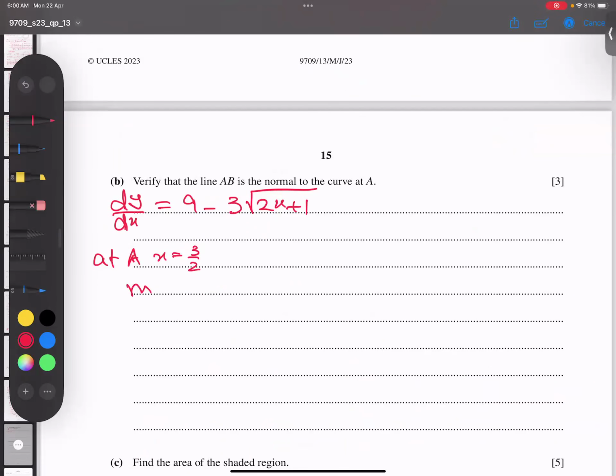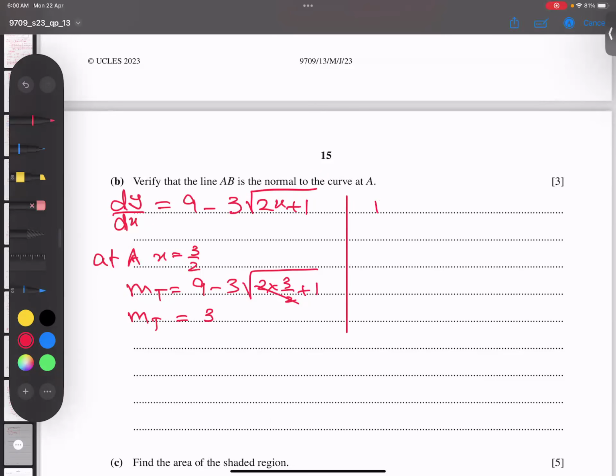So the gradient of the tangent turns out to be what? 9 minus 3. When I plug in this inside, look, I show you: 2 into 3 by 2 plus 1, the 2s cancel out, 3 plus 1, 4. Root of 4 is 2, and 2 into 3 is 6. And 9 minus 6 is 3. So I have done it. So the gradient of the tangent is 3, and now the normal.